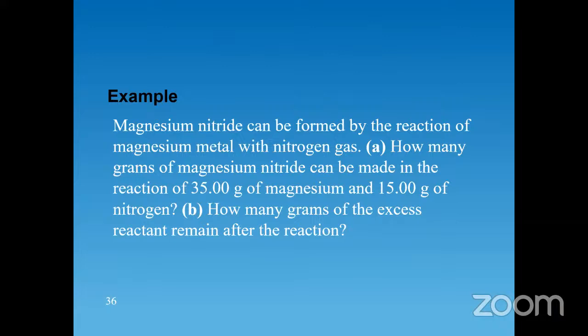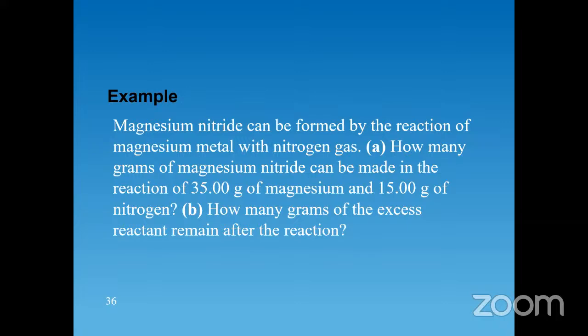This question says magnesium nitride can be formed by the reaction of magnesium metal with nitrogen gas. And then the question says, how many grams of magnesium nitride can be made in the reaction of 35 grams of magnesium and 15 grams of nitrogen? So that's the A part. And then the B part is asking how many grams of excess reactant remains after the reaction.